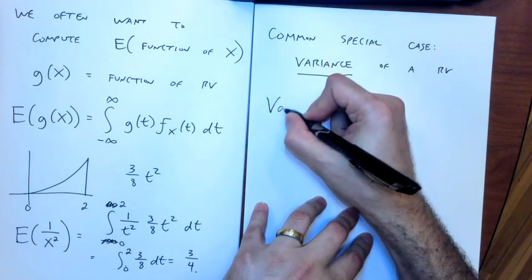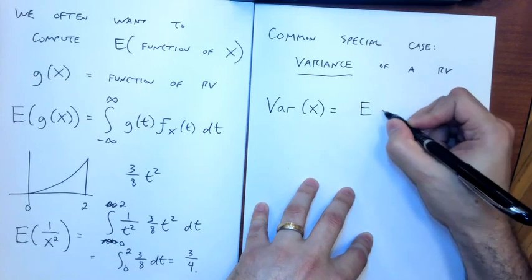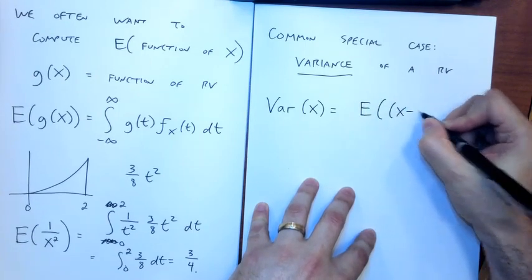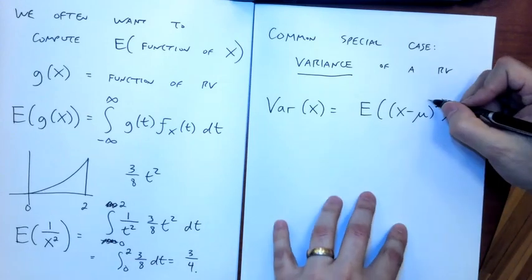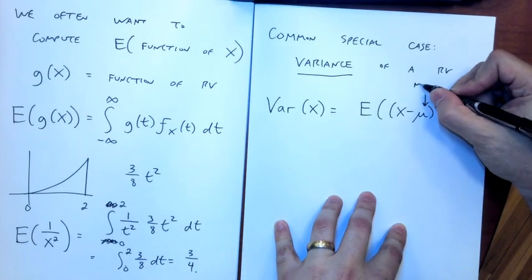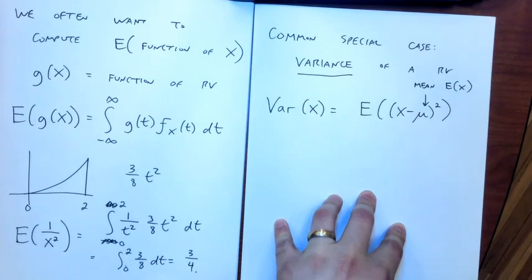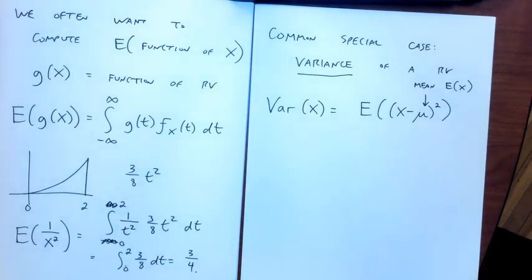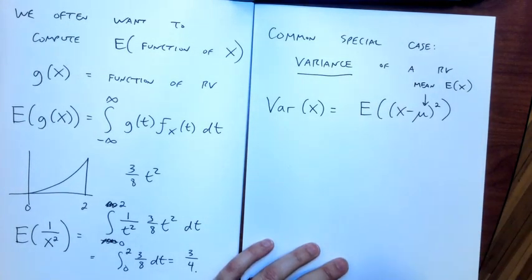Remember that the variance of a random variable is basically a measure of how far I expect x to be from its mean, right? So this mean, sometimes I call it mu, or we could call it E of x, right? Same thing. And this is always going to be a non-negative number.